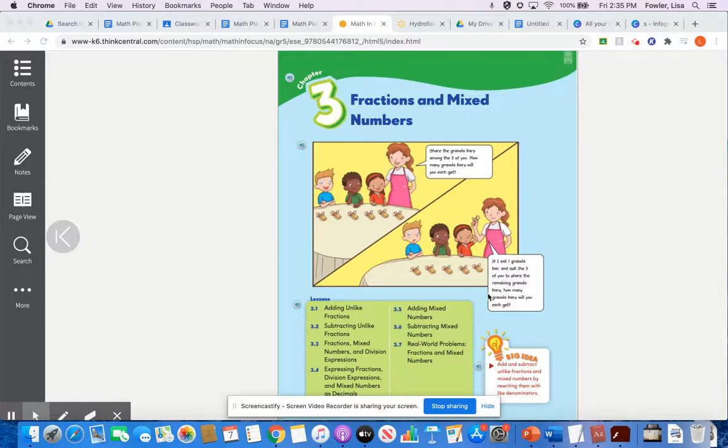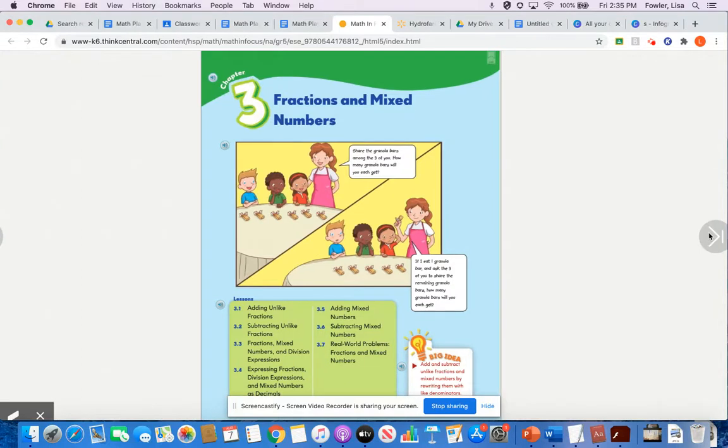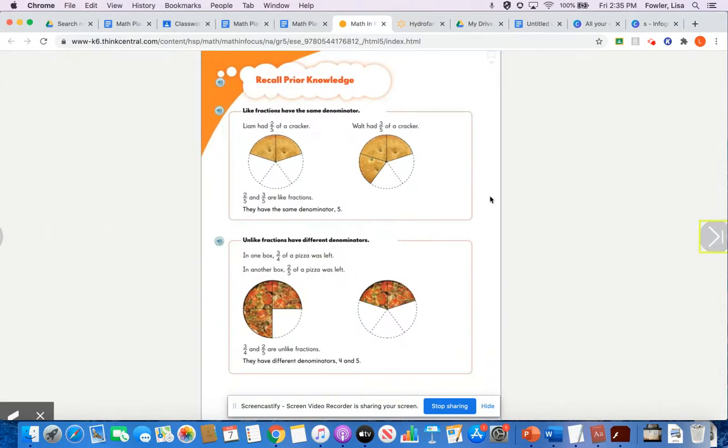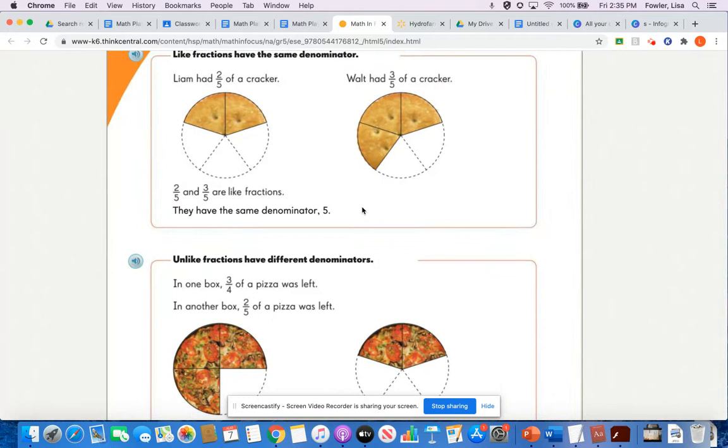Math Chapter 3, Fractions and Mixed Numbers. So we're going to take a few minutes on this chapter to review and recall prior knowledge. So one thing to remember from previous years is that like fractions have the same denominator.